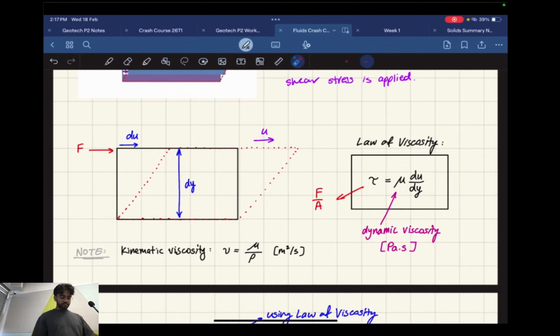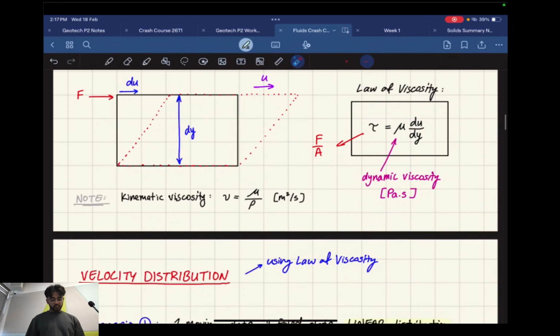The law of viscosity is just a formula that you guys don't have to use. However, this is a constant. This du on dy part is the thing that changes. This is given by our velocity distribution, which I'll quickly cover right now.